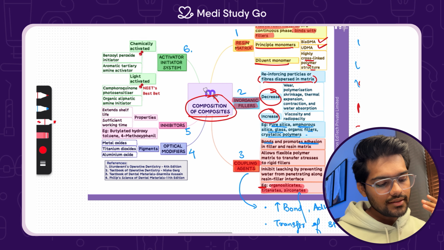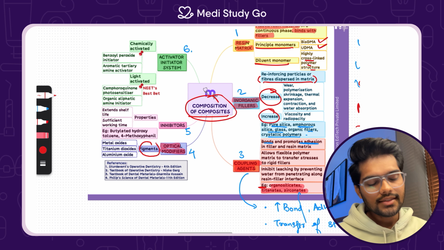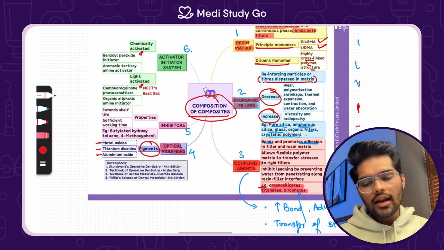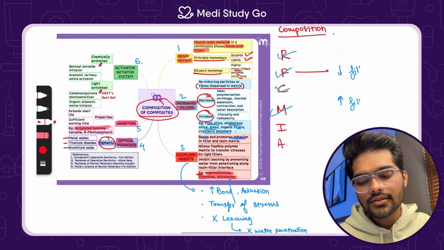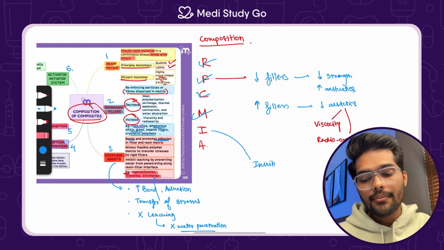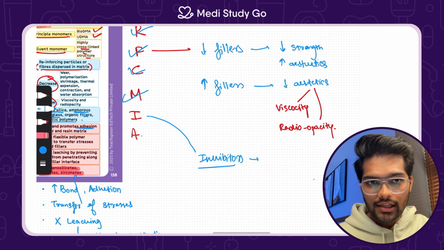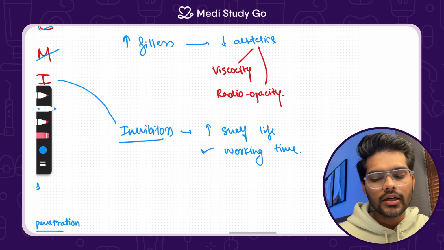Then we have the optical modifiers, which are basically the pigments such as metal oxides, titanium dioxide, or aluminium oxide. After that, we have some inhibitors such as butylated hydroxytoluene or 4-methoxyphenol, and they are basically going to extend the shelf life of our composites and also provide us a sufficient working time.